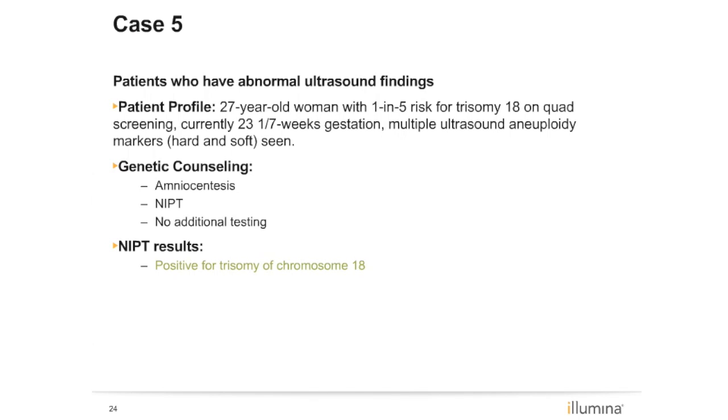Aneuploidy was detected for chromosome 18. Confirmatory amniocentesis was consistent with trisomy 18. This demonstrates how NIPT can be used when other serum screening options are no longer available based on gestational age cutoff.